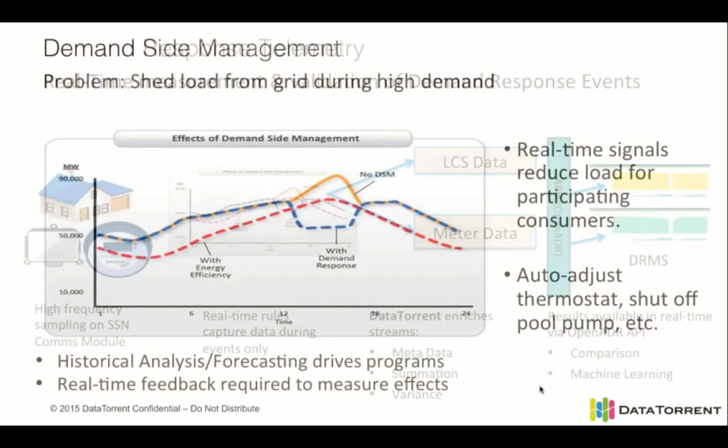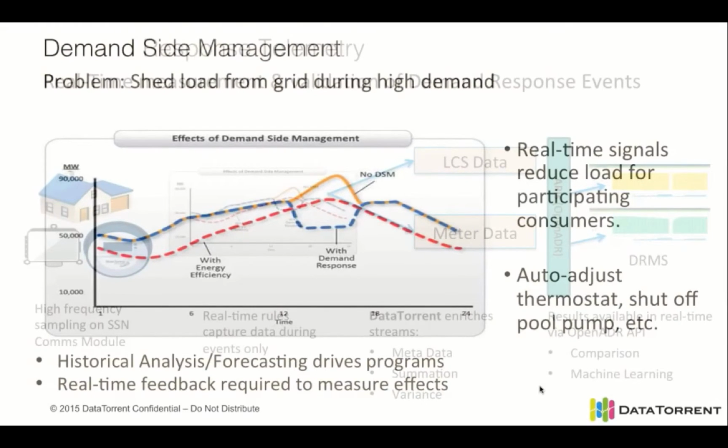Now, this is obviously not something that the utility wants to do too frequently because it can be disruptive, and these programs are best suited when they're the least invasive. So you don't want to be sending these signals too frequently, and when you do send them, you want to make sure that you're sending them to enough consumers that it actually takes effect. And this is where the streaming analytics comes in.